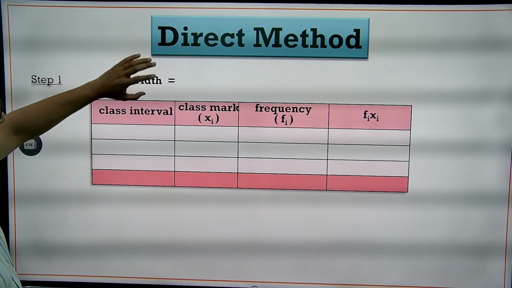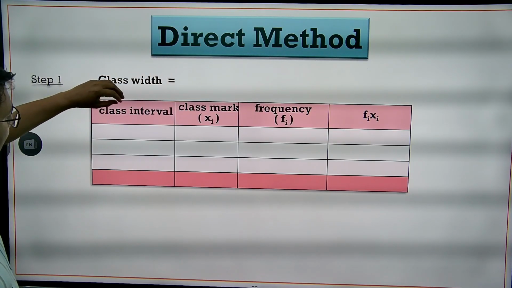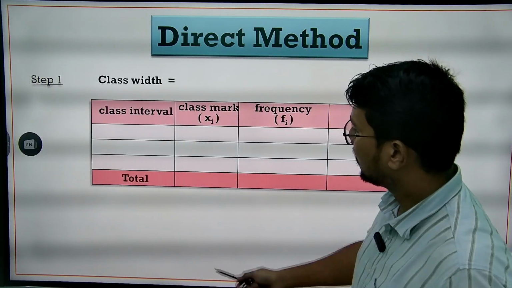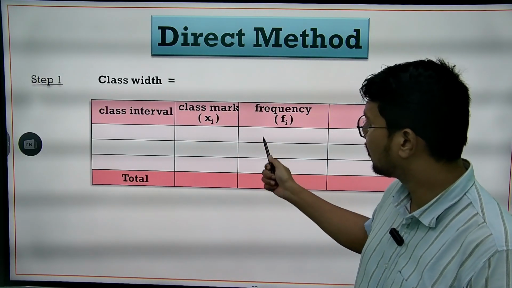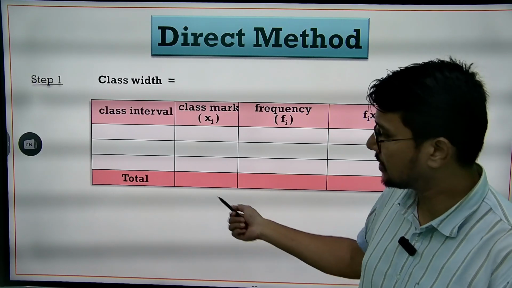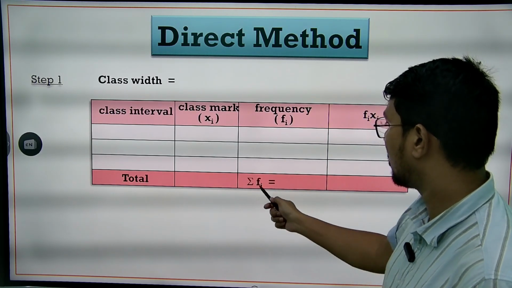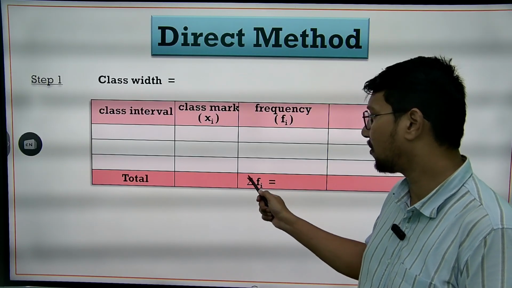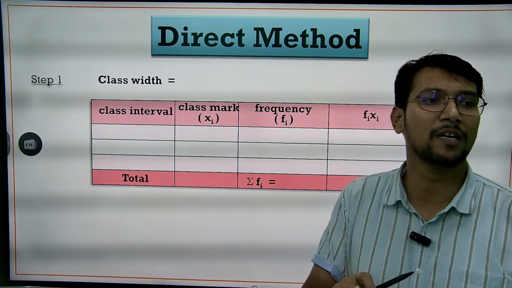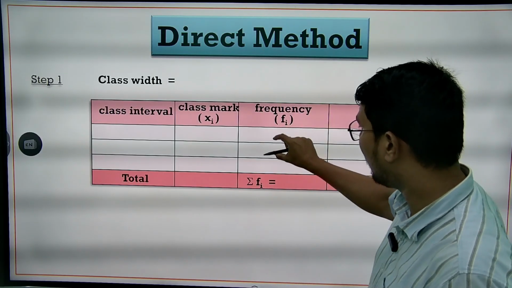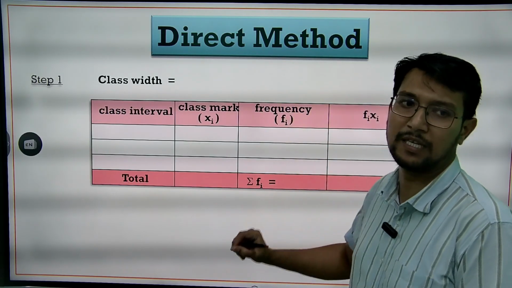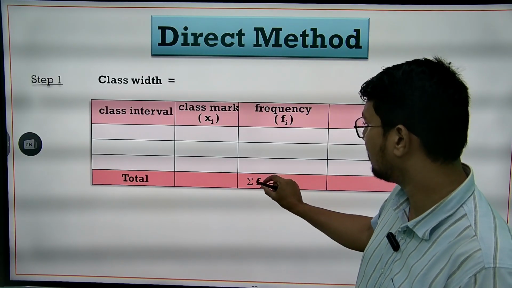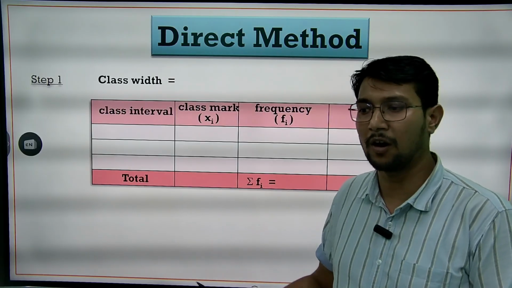This is step one. You have to find the class width. Class width means class size, and then you have to form this table. After formation of the table, you have to add which one? Frequency. You have to add frequency. That is total fi, summation fi. This symbol is what? Sigma. Sigma means summation of all the values under the frequency column. Understood? Summation fi, sum of all fi's.